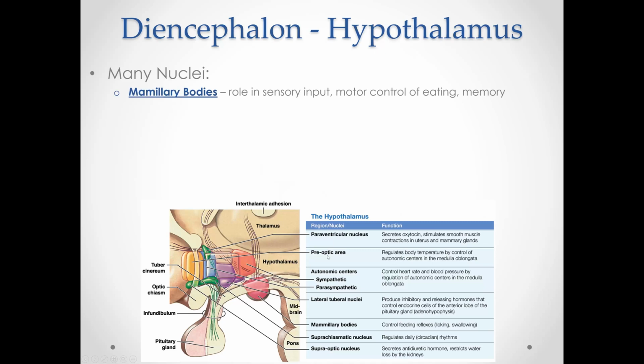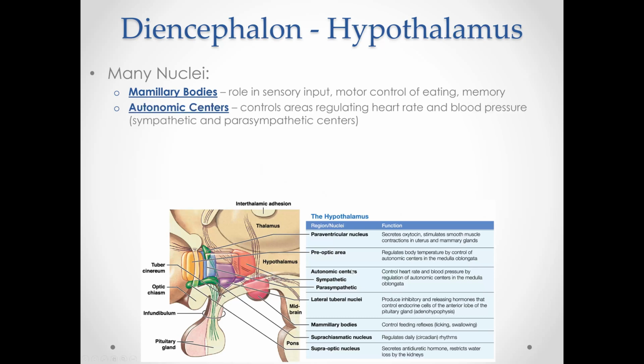And the hypothalamus has a lot of nuclei as well. Again, these are collections of cell bodies that perform the same function. However, I do want you to know several of these. So the hypothalamus has the mammillary bodies, which are shown here in this sort of dark pink color. These play a role in sensory input and the motor control of eating, like licking and swallowing and chewing, as well as a small role in memory.